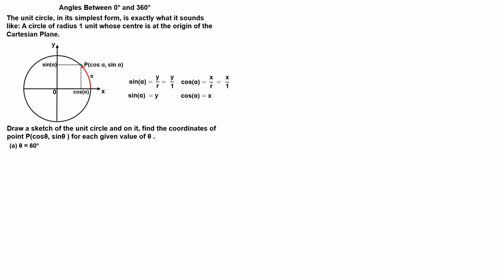Let's start by drawing the unit circle. Then trace out an angle of 60 degrees. You should use a protractor to do this in your notebook. Believe me, this angle really measures 60 degrees. You use your GDC to find the values of the cosine of 60 degrees and sine of 60 degrees. Cosine of 60 degrees is 0.5 and sine of 60 degrees is 0.87.